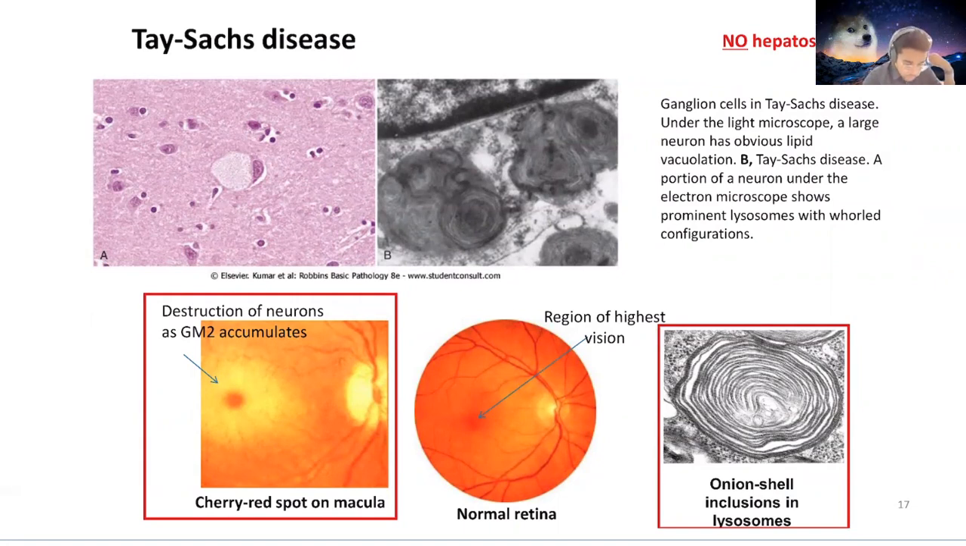Also, buzzword: onion shell inclusion. Okay, onion shell, you can guess with 90% confidence that it's Tay-Sachs.